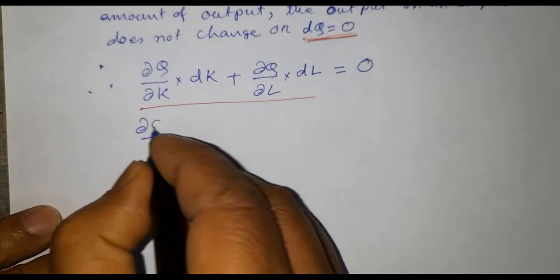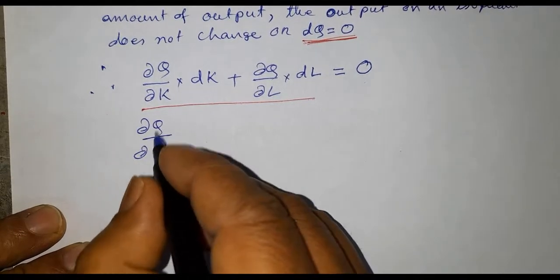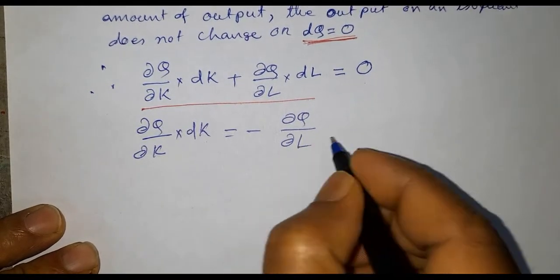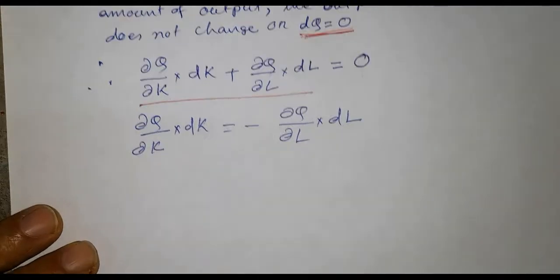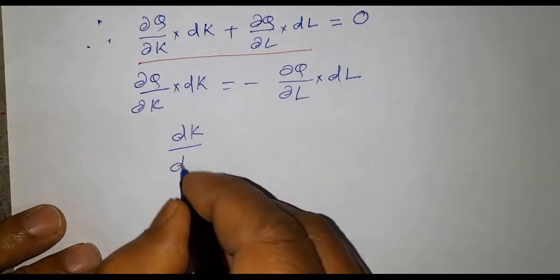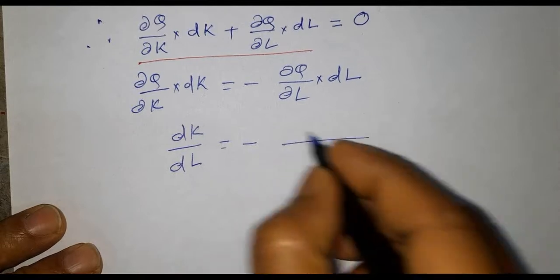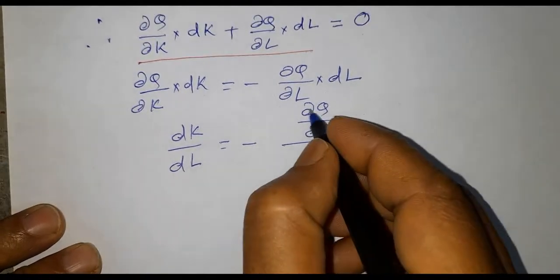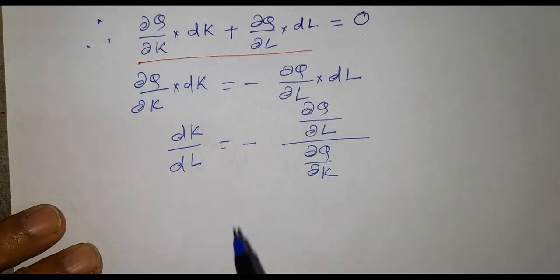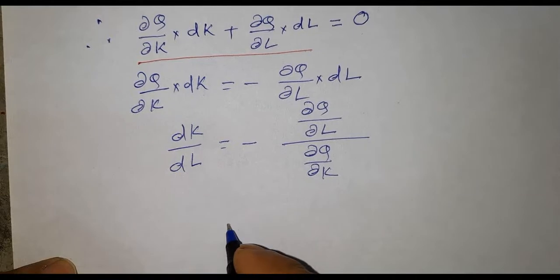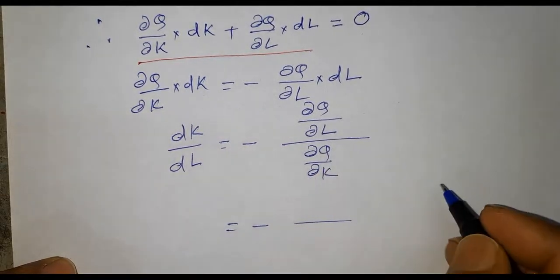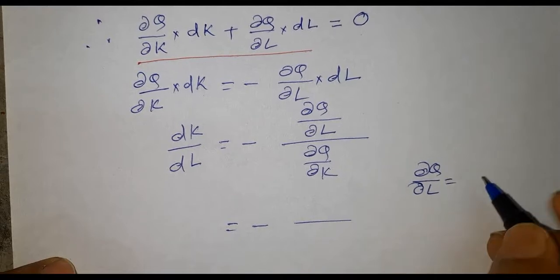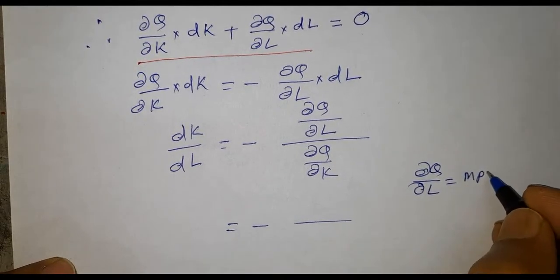Thus we get del q by del k into dk is equal to minus del q by del l into dl, or dk by dl is equal to minus del q by del l divided by del q by del k. And that is equal to minus del q by del l, that is partial derivative of q with respect to l, is equal to marginal physical productivity of labor.